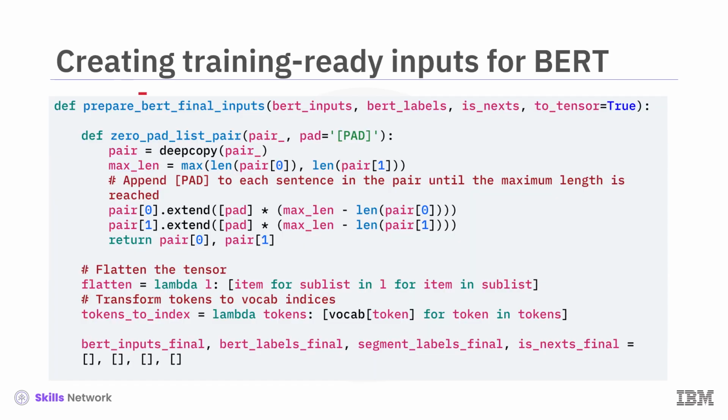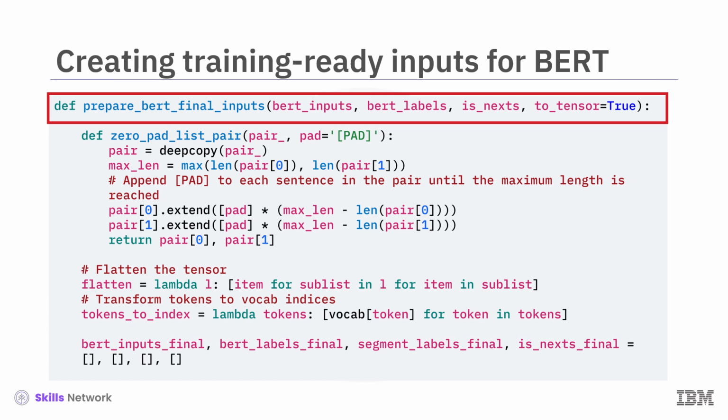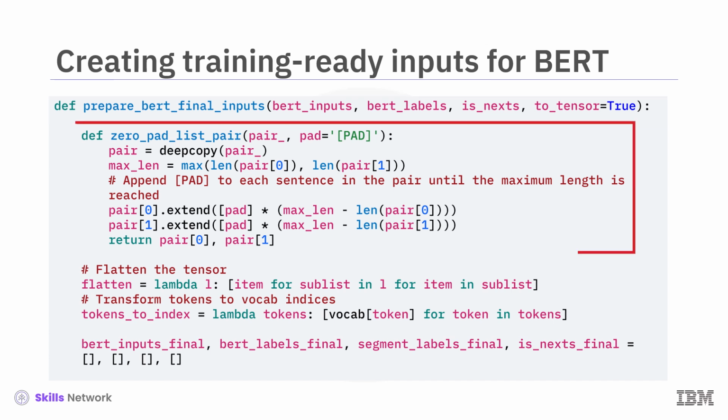0. The prepare BERT final inputs function is used to prepare the final input lists for BERT training. It takes the BERT inputs, BERT labels, and isNexts lists as inputs, and pads, reformats, reshapes, and converts them into a tensor. Inside the function, there is a nested function called zeroPad_listPair that is used to zero pad the input pairs with pad tokens to ensure they have the same length. This is important for maintaining consistent input shapes during training.